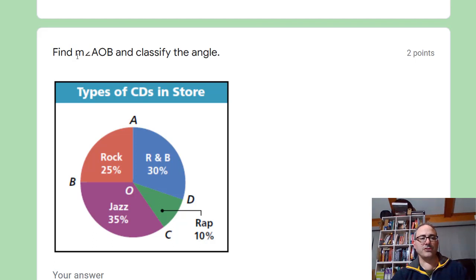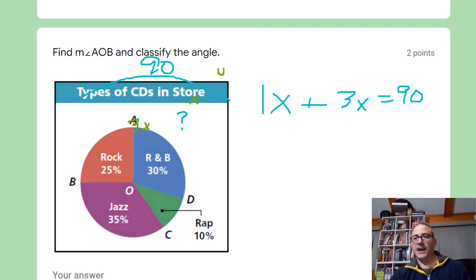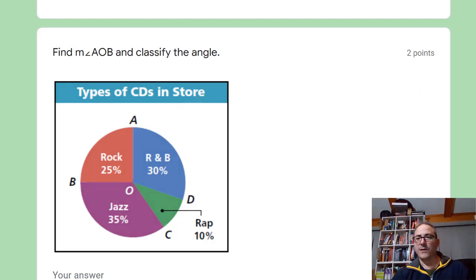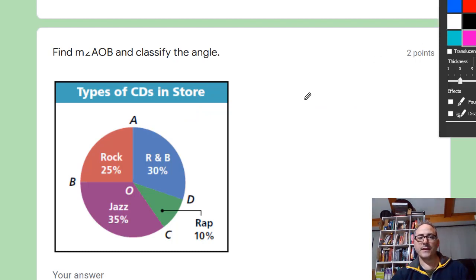I'm asking you to find the measure of AOB. AOB. So one thing you have to remember is that a circle is 360 degrees. So you have to find out, well, what is 25%? 25% of 360 degrees. And when you hear "of" in math, I want you to think multiplication, okay? So here's my 360 degrees. What is 25% of it? So I got to multiply. And what am I going to multiply?